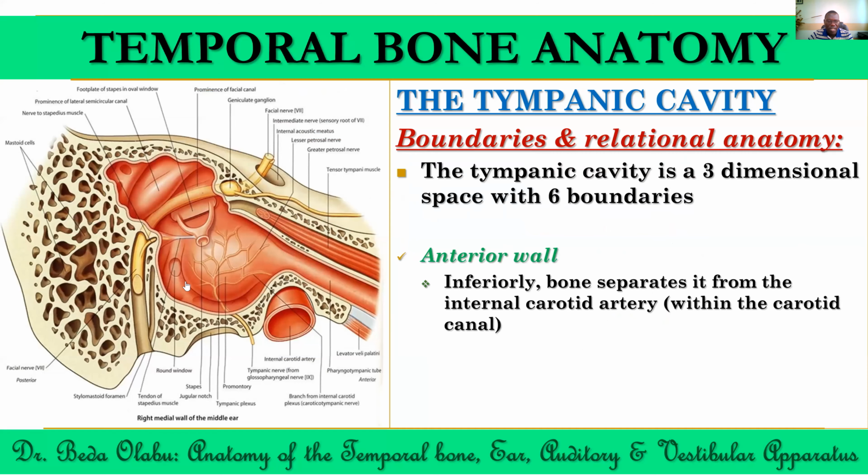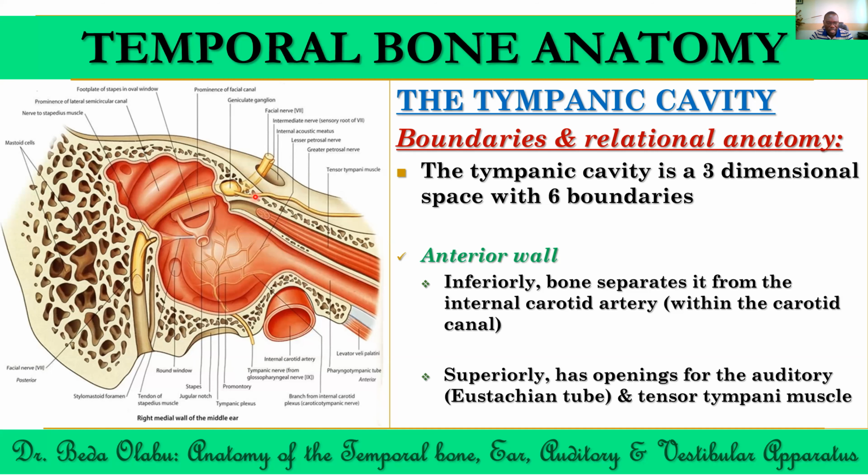How about the anterior wall? The anterior wall has openings, but also has very thin bone. The thin bone is more anteroinferior, and that thin bone separates from the internal carotid artery, which runs within the carotid canal. Well, the bone is not as thin as if you compare with the one separating from the internal jugular vein or from the middle cranial fossa, but still thin.